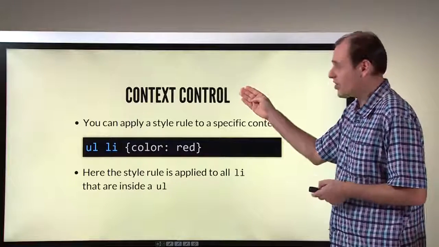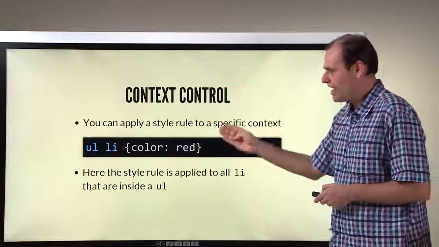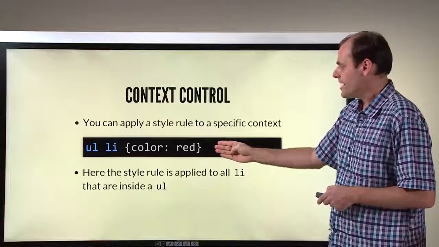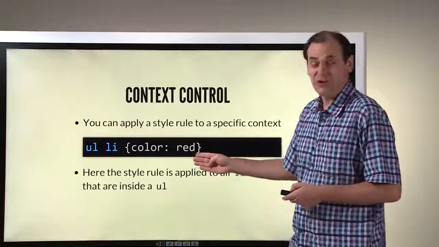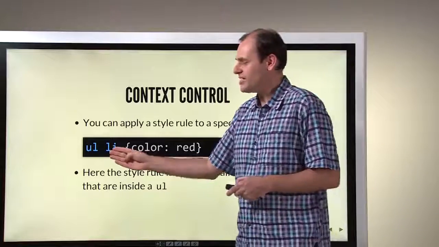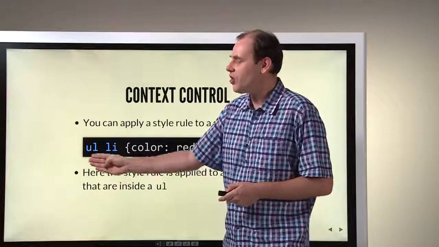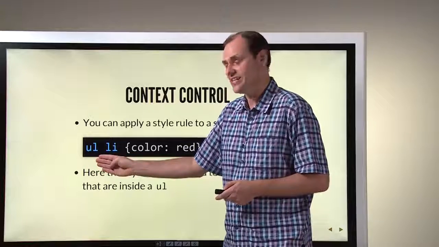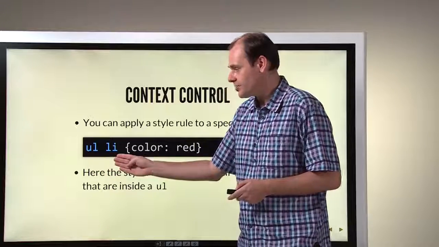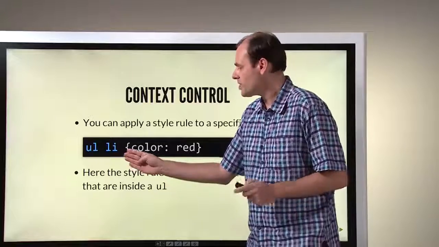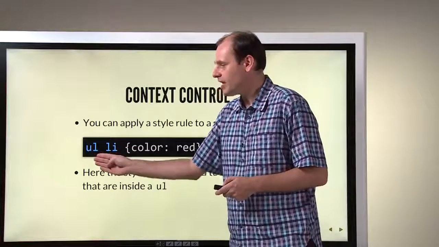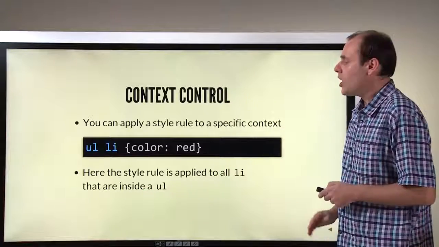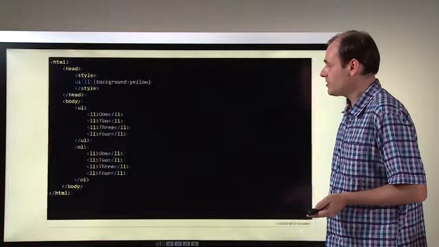All right, let's talk about another thing. Context control for style rules. You could have a rule which looks like this. And it says, all right, list items, those will be red color. But what it actually says is list items which are within an unordered list. Those list items, no other list items, will be red. All right, so list item inside unordered list, red. Any other list item will not be red.